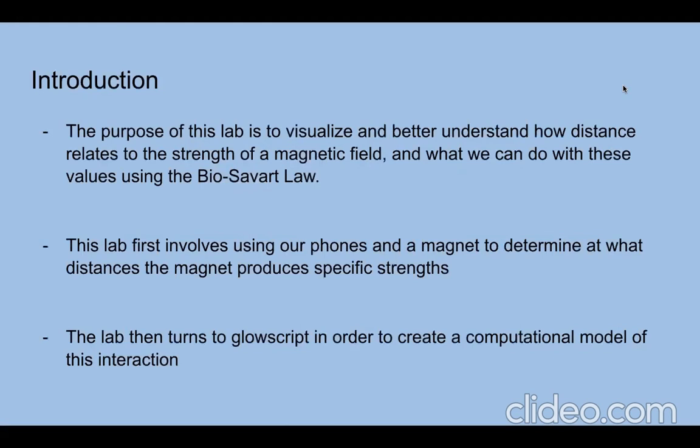So a quick introduction: the purpose of this lab is to visualize and better understand how the distance relates to the strength of a magnetic field. Like when you get closer to a magnet, how much stronger or weaker does that field get? The lab first involves an experiment where we use our phones, which actually have a magnetometer inside them, and we use them to determine at what distances a certain magnet produces a specific strength. Then in the lab, we use GlowScript in order to create a computational model of this interaction.